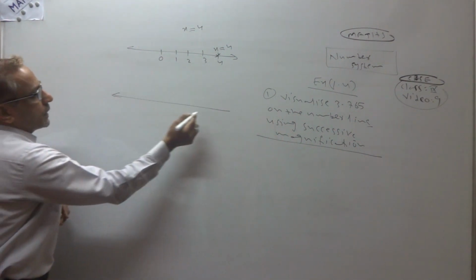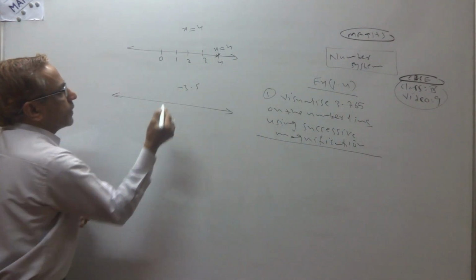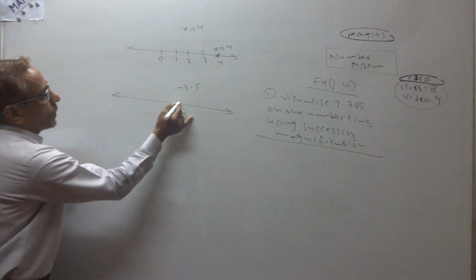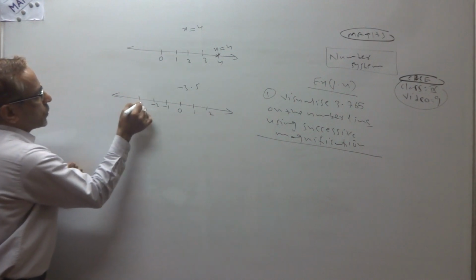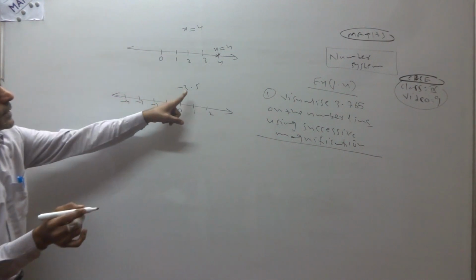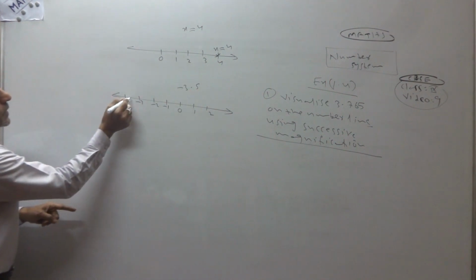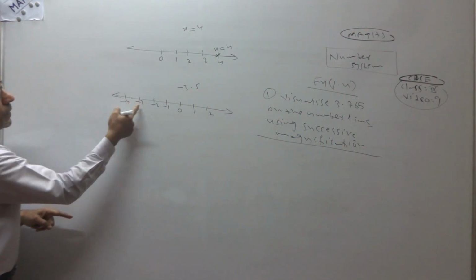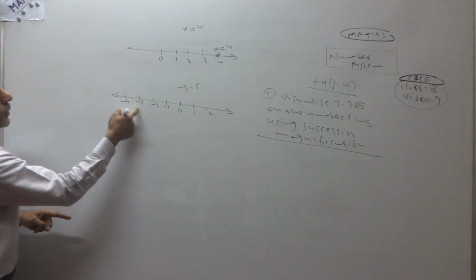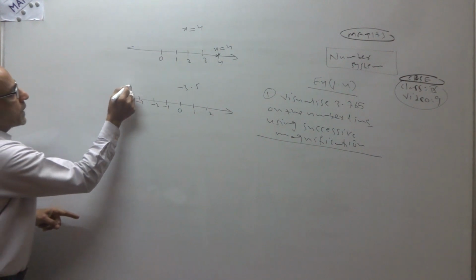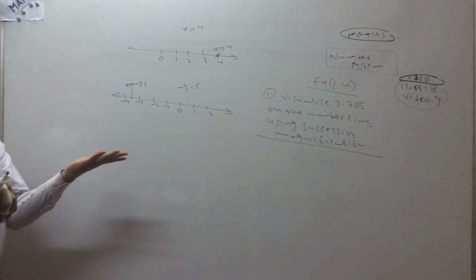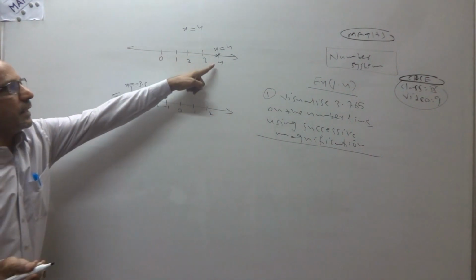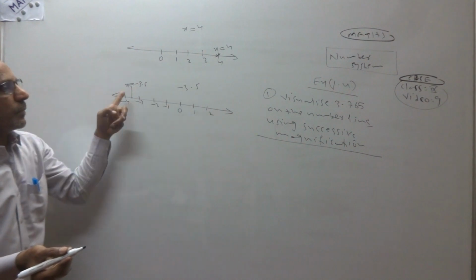Suppose it is said, represent minus 3.5 on the number line. How do you represent it? 0, 1, 2, 3, minus 1, minus 2, minus 3, minus 4. Where does minus 3.5 come? Between minus 3 and minus 4. So you can say that this is minus 3.5. 4 you can represent easily. Minus 3.5 you can represent easily.